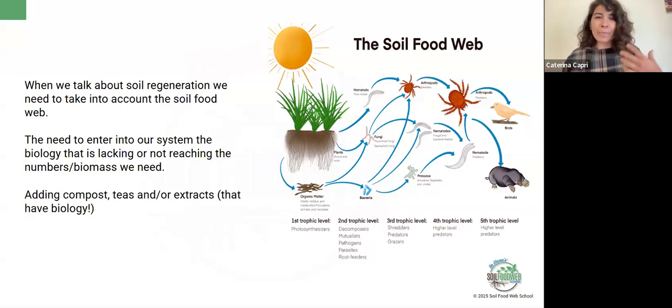So whenever we approach the regeneration of a soil, of an ecosystem, we need to focus on the soil food web. And that means we need to try our best to enter into the system we want to regenerate the biology that is most likely lacking, or that could just not reach the numbers, the biomass that we need to have. We can do that, as Brian and Nick and Carla, with their experience, are going to share with us later today, by adding compost, teas, or extracts. But that compost, that tea, that extract we're adding needs to be full of organisms, and those are organisms we want to have in the system.